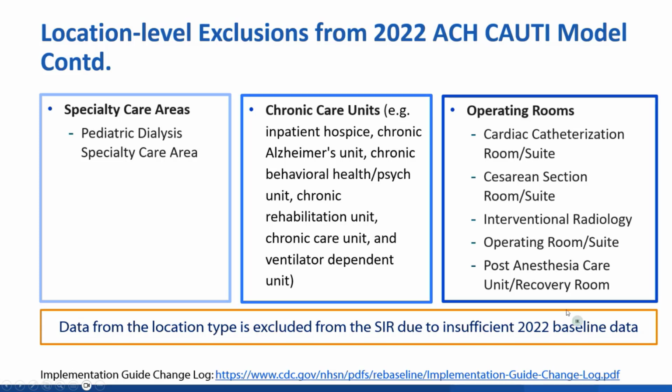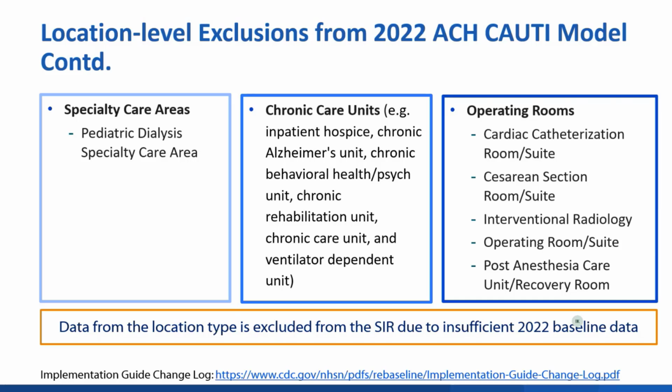Some more inpatient location exclusions due to insufficient baseline data from 2022 include specialty care areas such as the pediatric dialysis specialty care area. Chronic care units are also excluded. These include inpatient hospice, Alzheimer's units, chronic behavioral and psych units, chronic rehabs, ventilator dependent units, and just chronic care units in general.